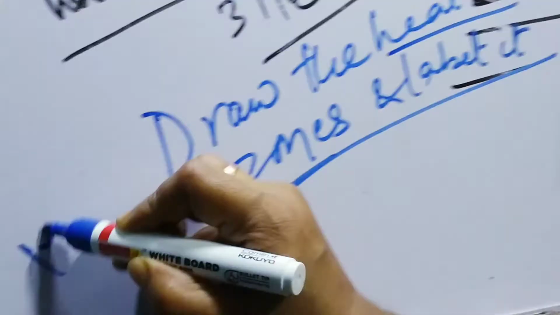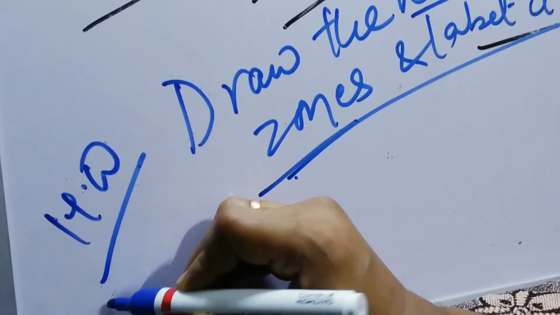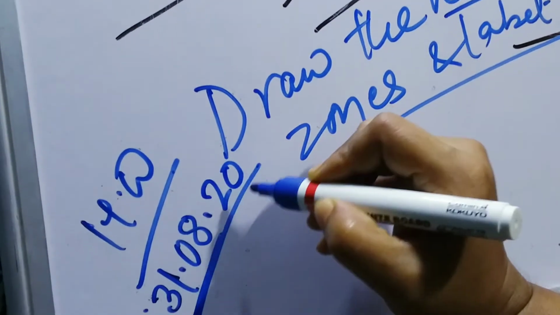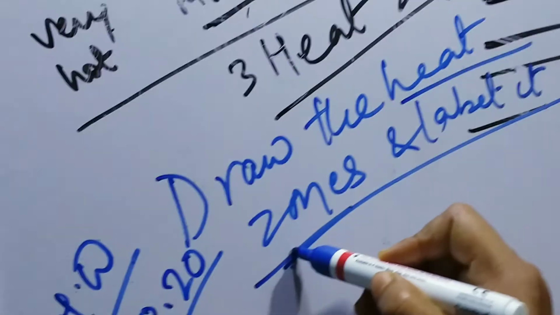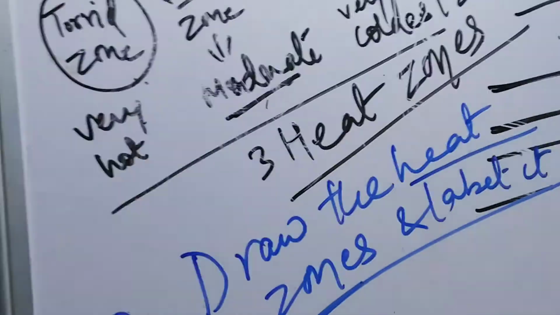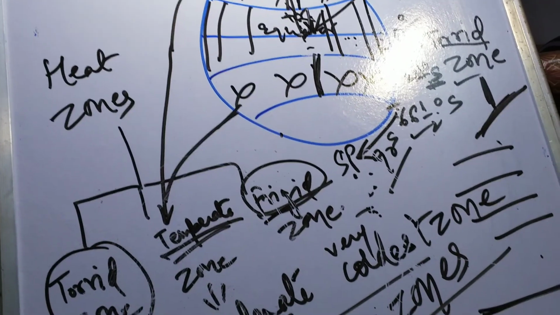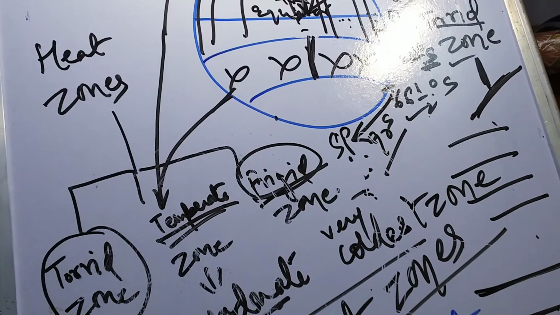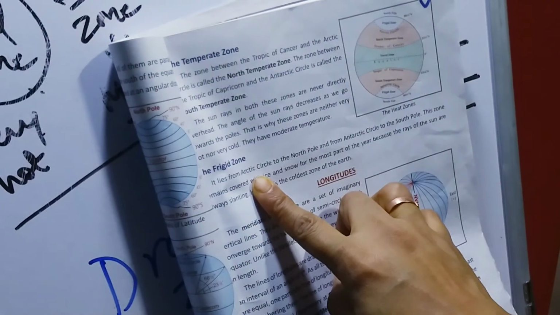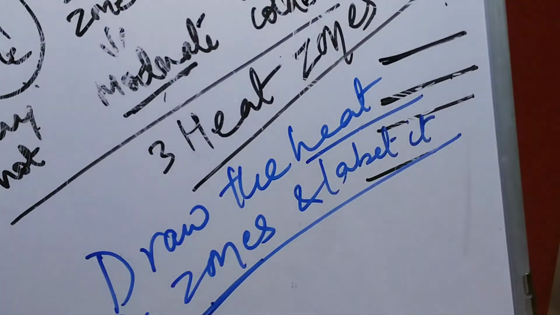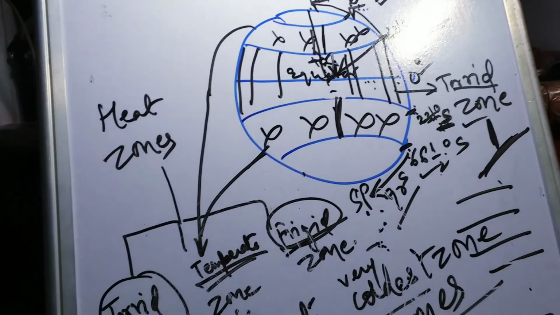Okay, this is your homework. This is the homework of 31st August: draw the heat zones and label it. So please go through the video and also go through the pages up to page 23, heat zone, that is up to frigid zone. You go through the book, and if you have any doubts, you can clear your doubts by asking questions. Thank you, children.